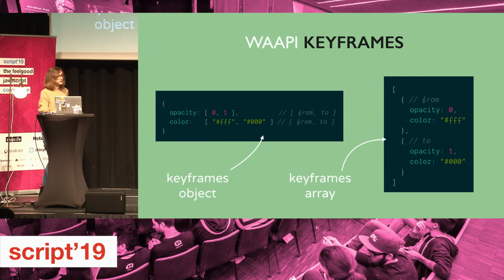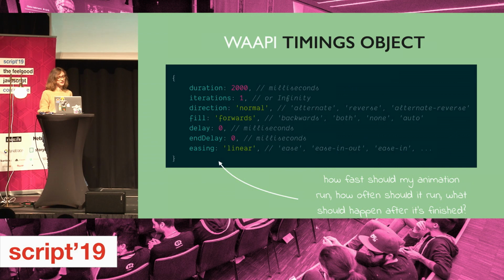The keyframes can either be an object, so an object with the different CSS properties, or an array with the different keyframes. So every object in the array would be 1 keyframe. So for example, 0% and 100%. And then the timings object has a lot of different things we can put in. So the duration of the animation, the iteration, the delay, the end delay, the fill mode, and these are really similar to how CSS animation works, because they work really closely together.